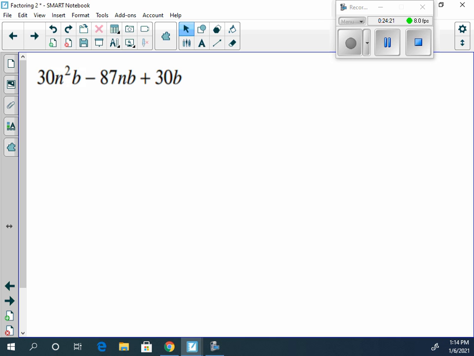We'll do this one here. This will be the last one we'll do, and then I'll give you some time to work on the assignment, today's assignment and yesterday's assignment if you didn't finish it. Now, we look at these three here. Is there a greatest common factor between all three terms?